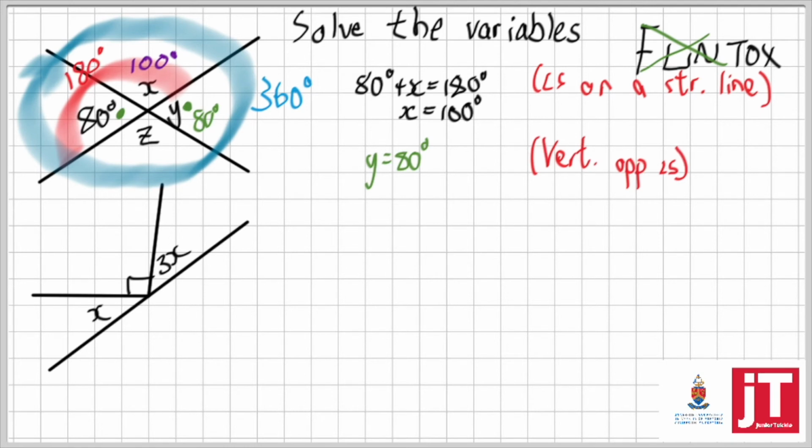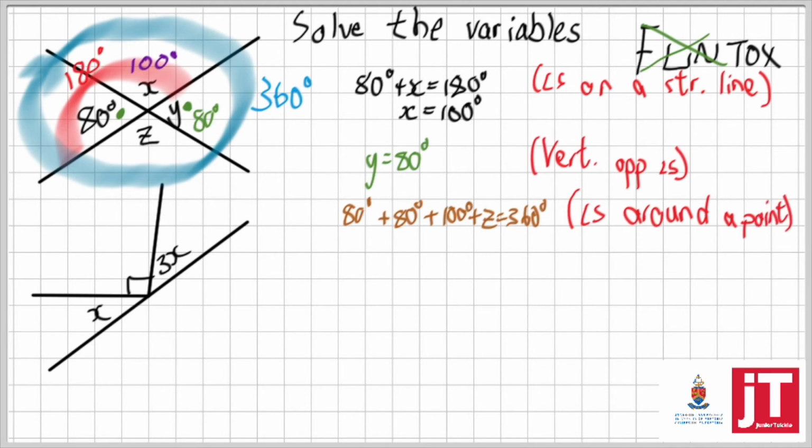But for the sake of just using all the different theorems, this is just me, I'm going to look at the o. So the 80 plus the 80 plus the 100 plus z must give me 360 because it's angles around a point. Now it's solving an equation. So in other words, adding the left-hand side, 260 plus z must be 360, so z is 100.